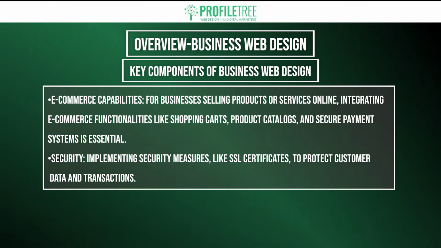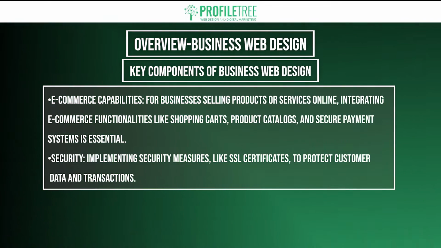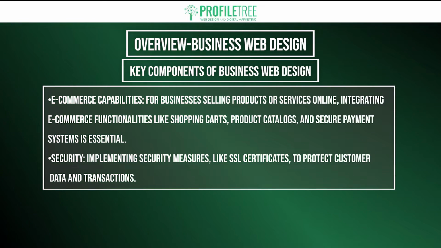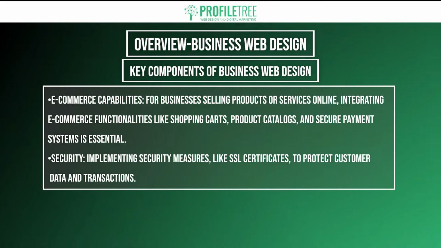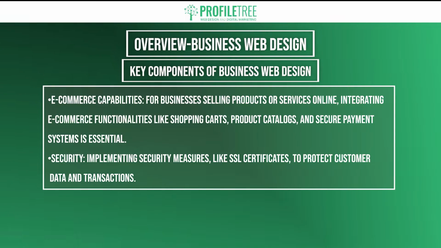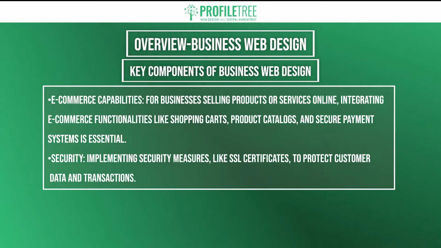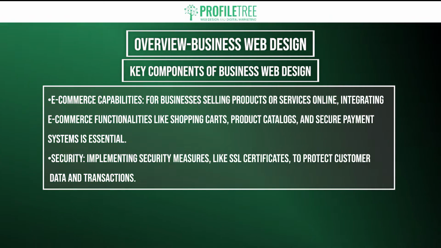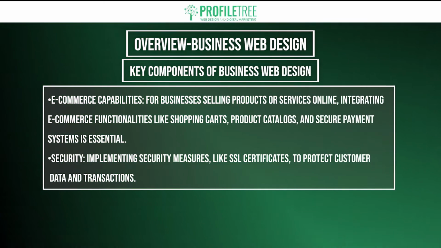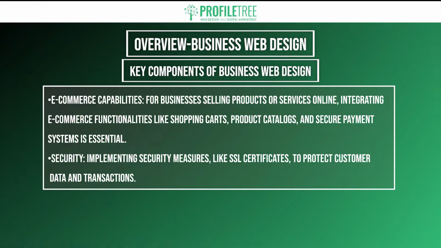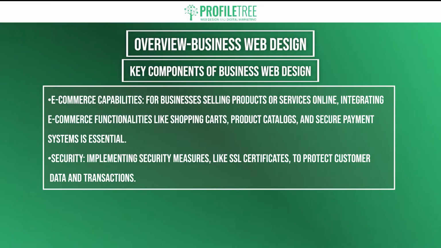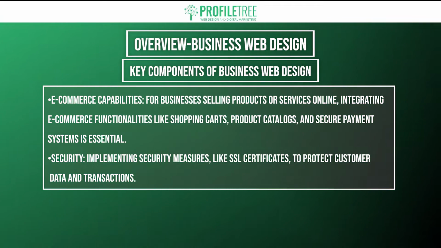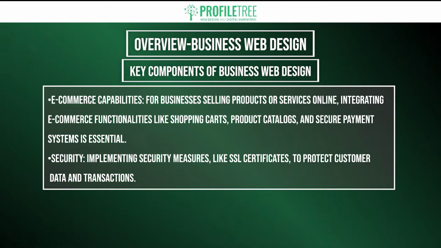Number six would be the e-commerce capabilities. For businesses selling products or services online, integrated e-commerce functionalities like shopping carts, product catalogs, and secure payment systems are very essential. And coming in lastly for number seven is the security. So implementing security measures like SSL certificates to protect customer data as well as transactions. So these are all very, very vital for a website.